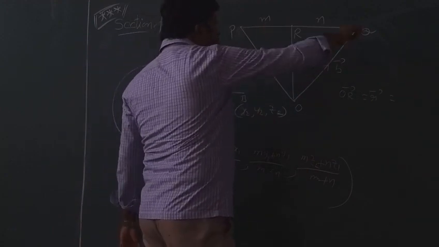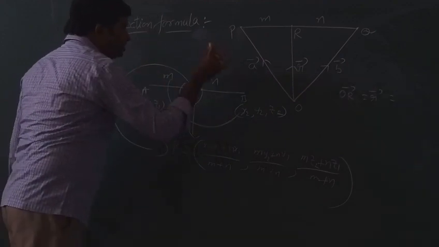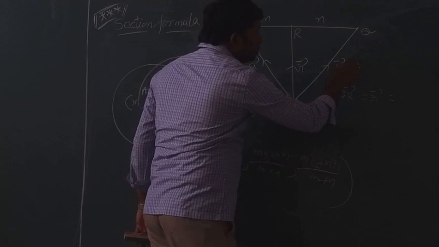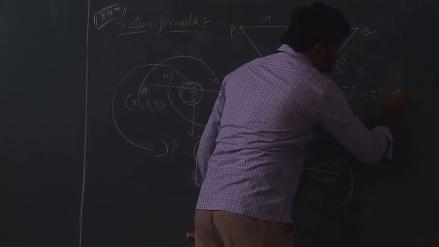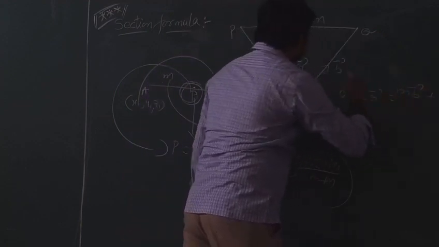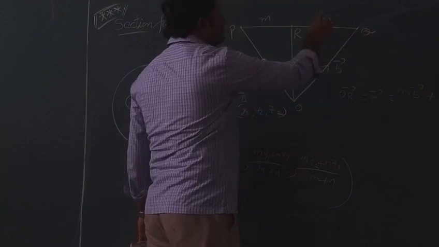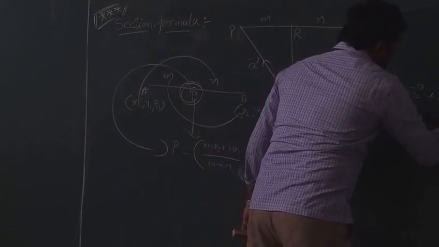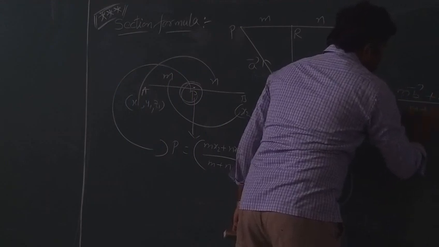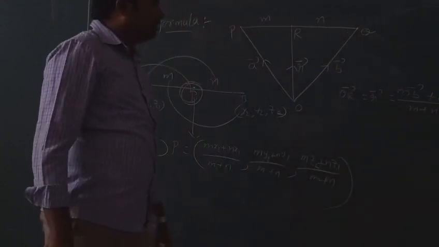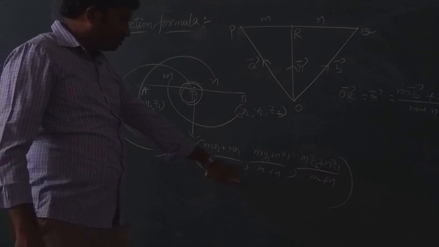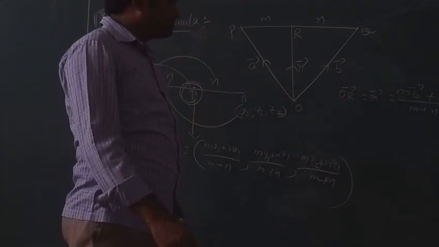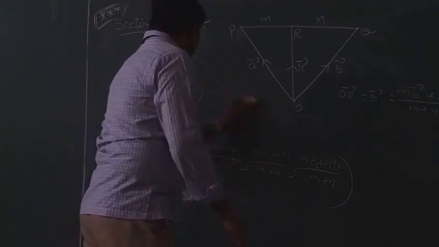Same. m into x2, then into x1, like this. m into Q, OQ bar means its position vector. m into B bar plus n into A bar, by m plus n. This one and this one, both are same. How? See.